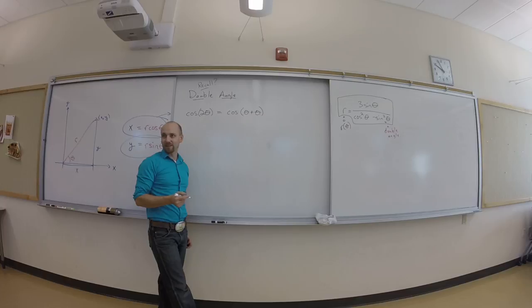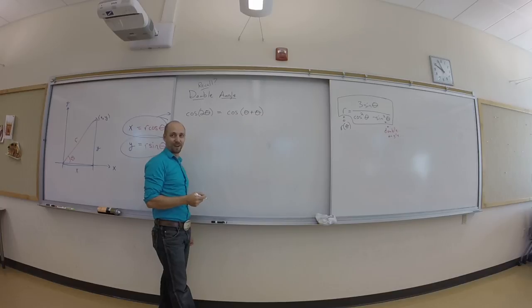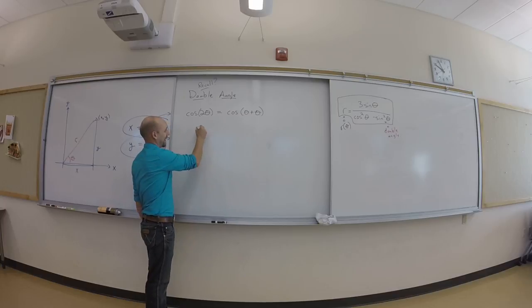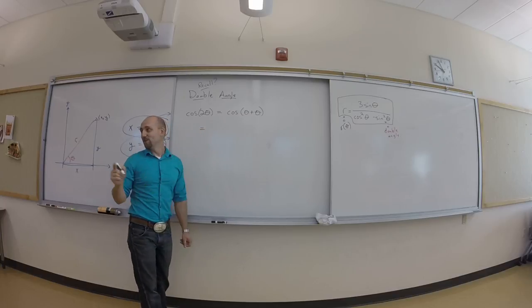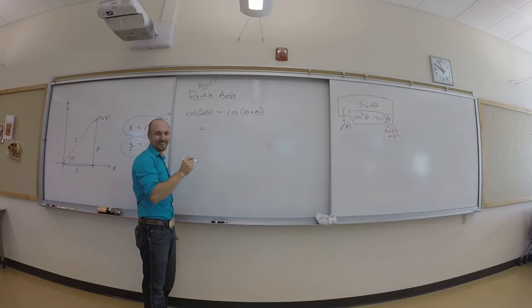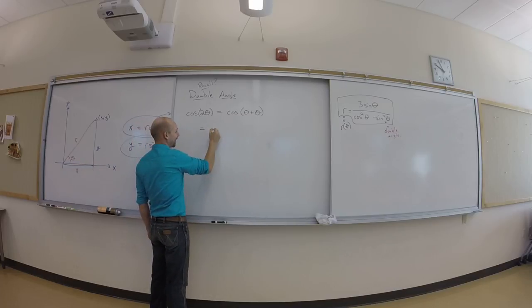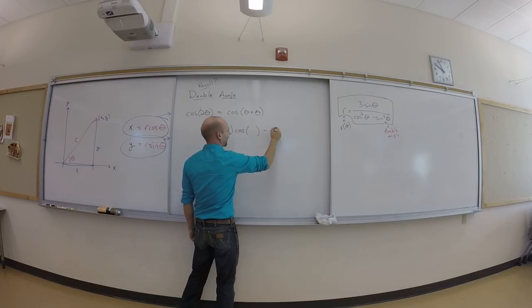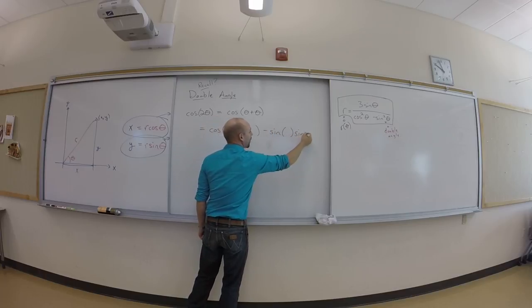Anybody want to bust out their addition of angles formula for me out of their brain? Do you remember those? 2 of you did group projects on the sum of angles identities. Is it cosine of alpha times cosine of beta minus sine of alpha times sine of beta? I believe so, yeah.